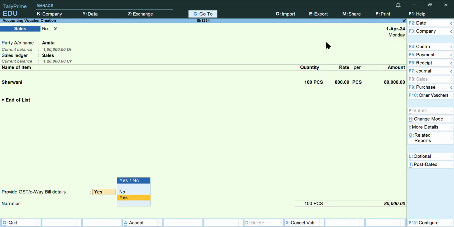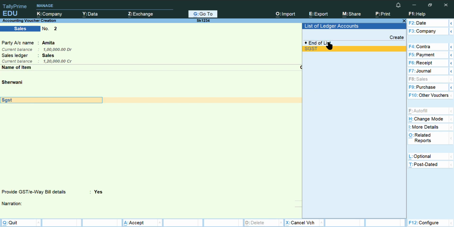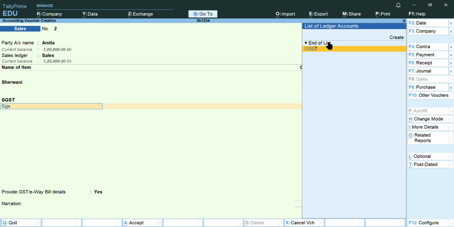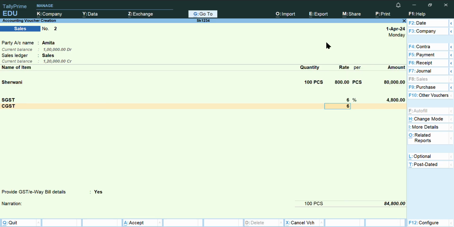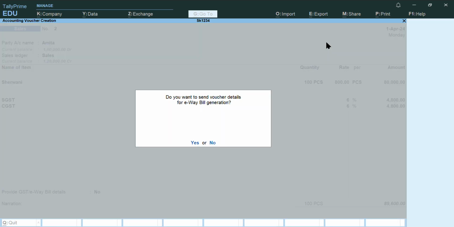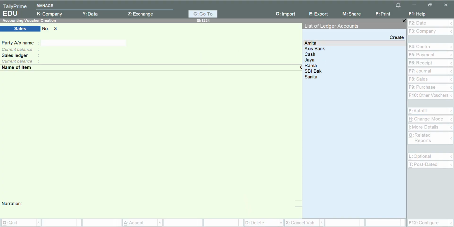Okay, now after end of list we'll be writing SGST 6%. Okay, then CGST 6%. Okay, so we don't need to give that much of detail to save our time. All right, entry accepted. Okay. Now the next is, let us see the next transaction.